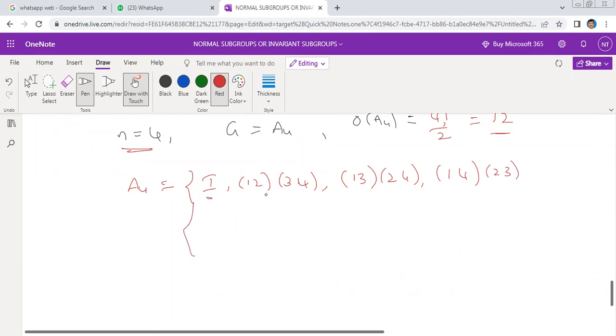Identity permutation 1 2 3 4, one permutation 1 3 2 4, 1 4 2 3. Next one is 1 2 3 4. You can write like this: 1 after number is 2, this is 3, this is 4. 2 after, 1 2 3 4, 2 3 4 1. This is 3 4 1 2. Write like this. This is one permutation.